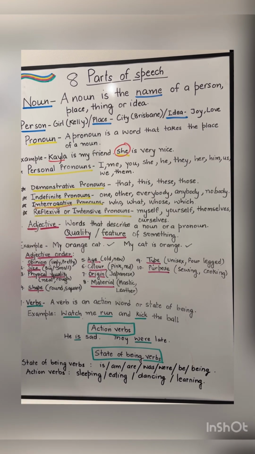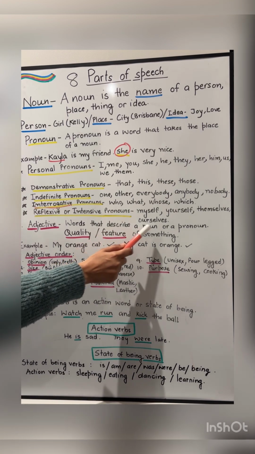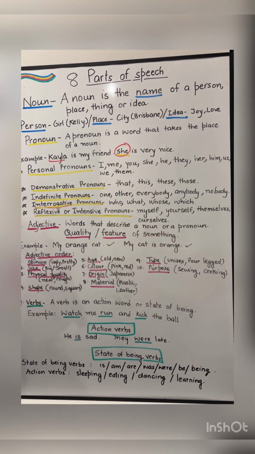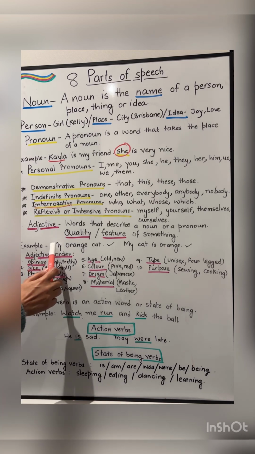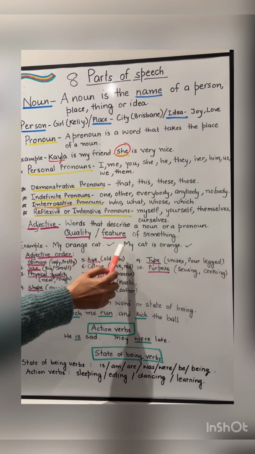The third part of speech is adjective, and my personal favorite. Words that describe a noun or a pronoun, which means they're talking about the qualities, the features of a noun or pronoun. For example, I'm talking about a boy named Jason, and he's really tall. That's a quality. That's sort of his physical feature. When you're describing your noun, either it's a thing or a person, you're describing it. That is your adjective. Example, my orange cat, or my cat is orange.